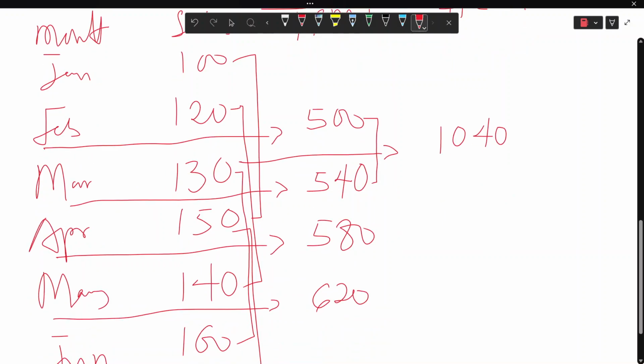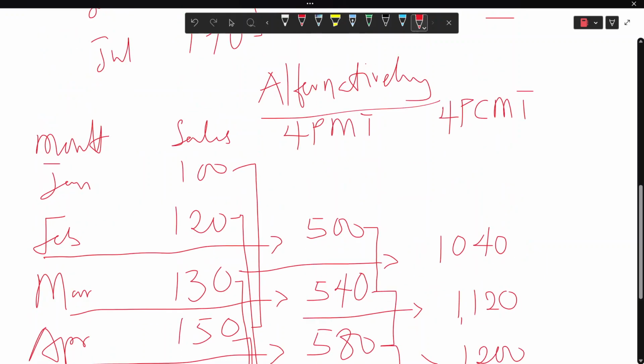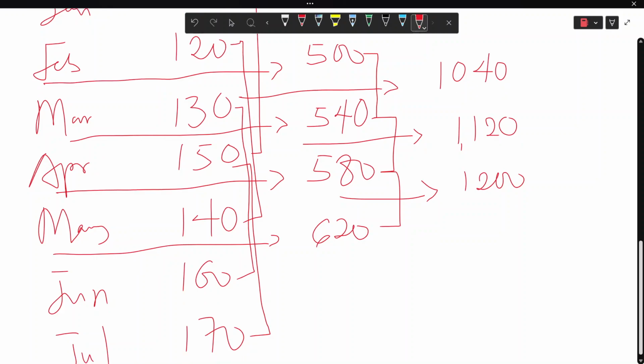All right. So let us move on. We're also going to pick the next one, that's 540 and 580. We're getting 1120. Then lastly, 580 and 620, also corresponding to the month of May, 1200. So when we are done, we can now find our actual trend values.